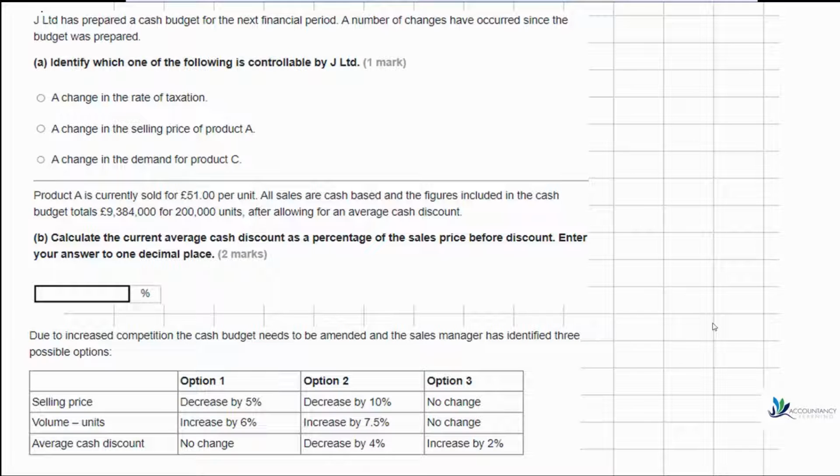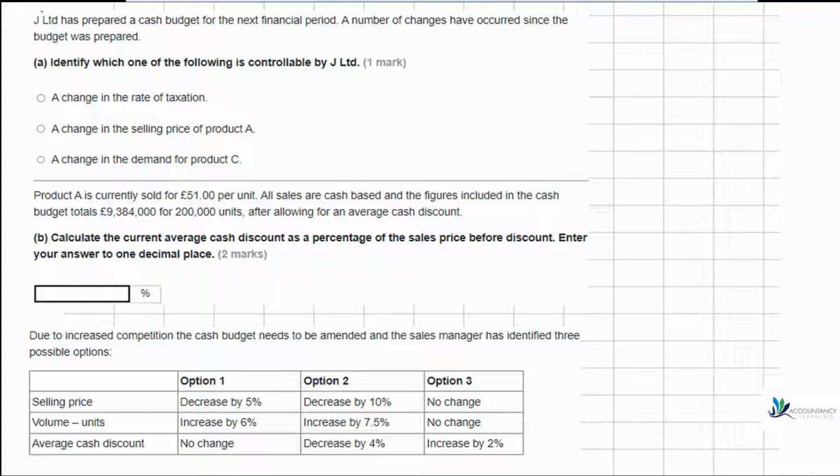This is a debrief of task 3 of the first sample assessment for cash and financial management. We're told that J Limited has prepared a cash budget for the next financial period. A number of changes have occurred since the budget was prepared. So we need to identify which one of the following is controllable by J Limited.